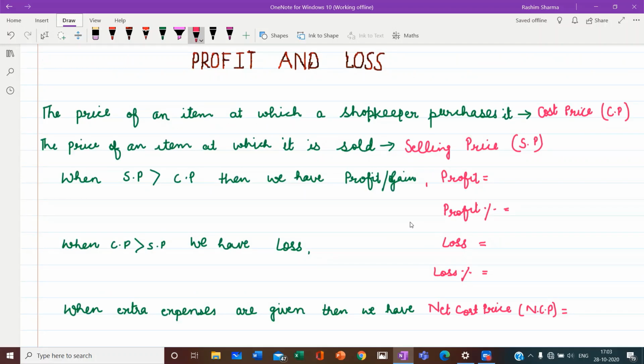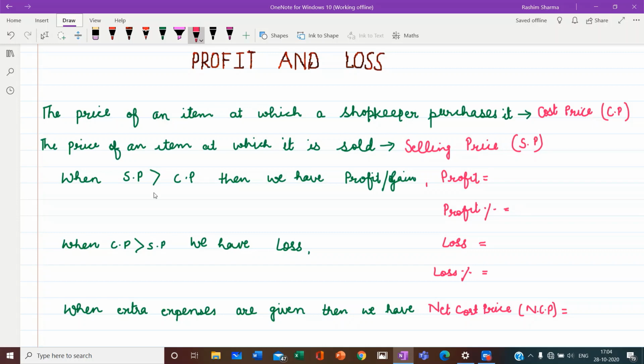Next we have profit and loss. For this we will understand a few formulas and a few points. First thing is the price of an item at which a shopkeeper purchases that item, that is known as cost price, and we write it in short as CP. Same way, the price of an item at which it is sold, that is known as selling price, and we write it as SP.